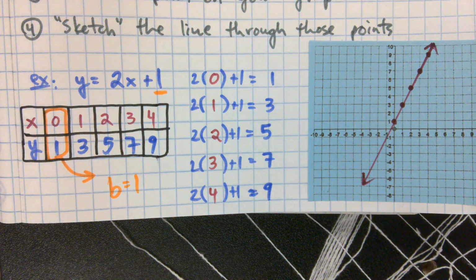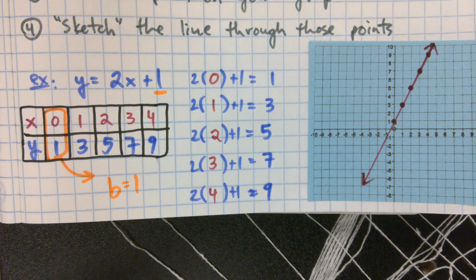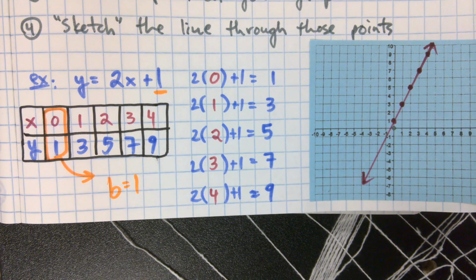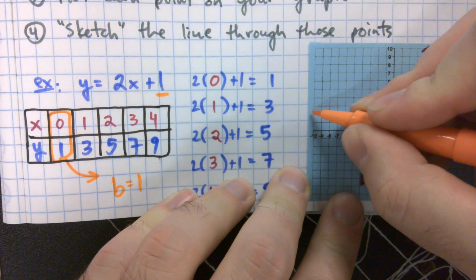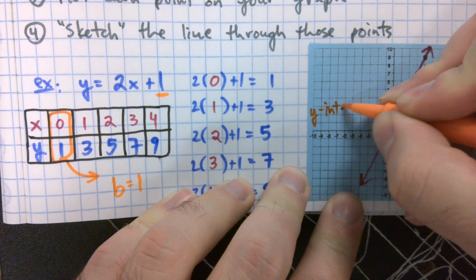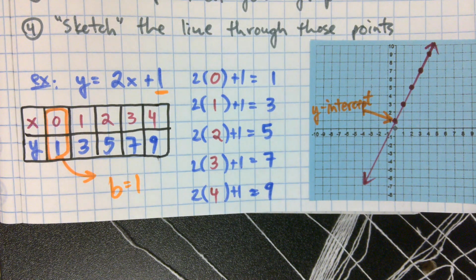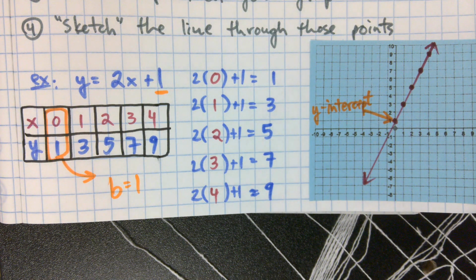The last step, step 4, is to sketch our line through those points. That's what it's going to look like. A nice straight line through all 5 of those points. Like I said, that point right there where the line crosses our y-axis, that's our y-intercept.